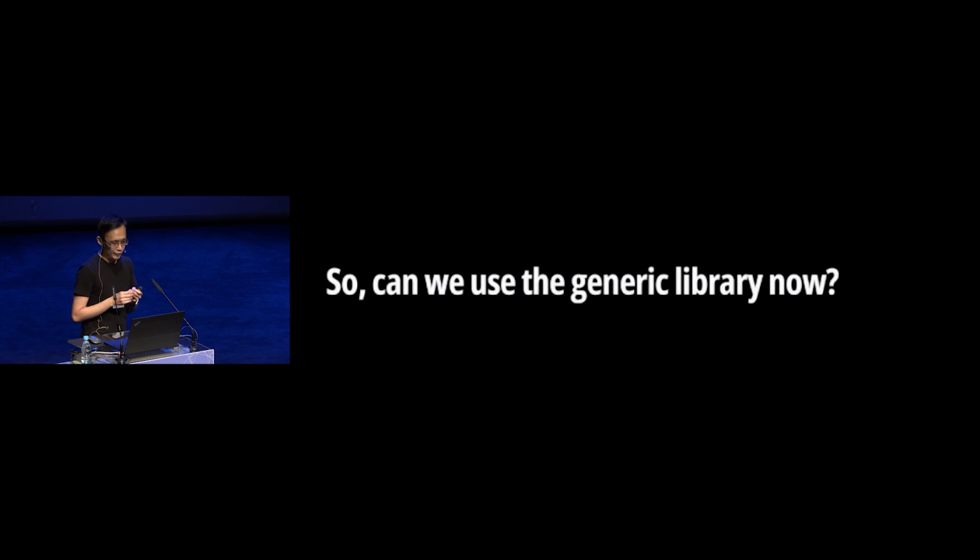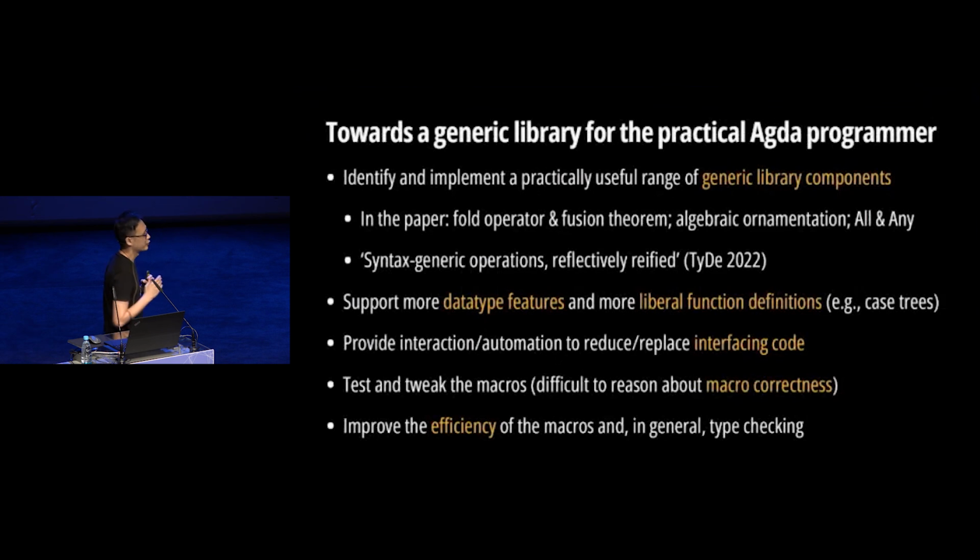So I think one of the questions now would be like, can we use the generic library now? The answer is, of course, no, not yet. Why is that? Of course, we have experimented with some generic constructions in our paper, like the standard fold operator and its fusion theorem, a bit of algebraic ornamentation, and the all and any predicates for simple containers. And later, we also experimented with some syntax generic operations, such as renaming and substitution, which we talked about at Tidy a couple of days ago.